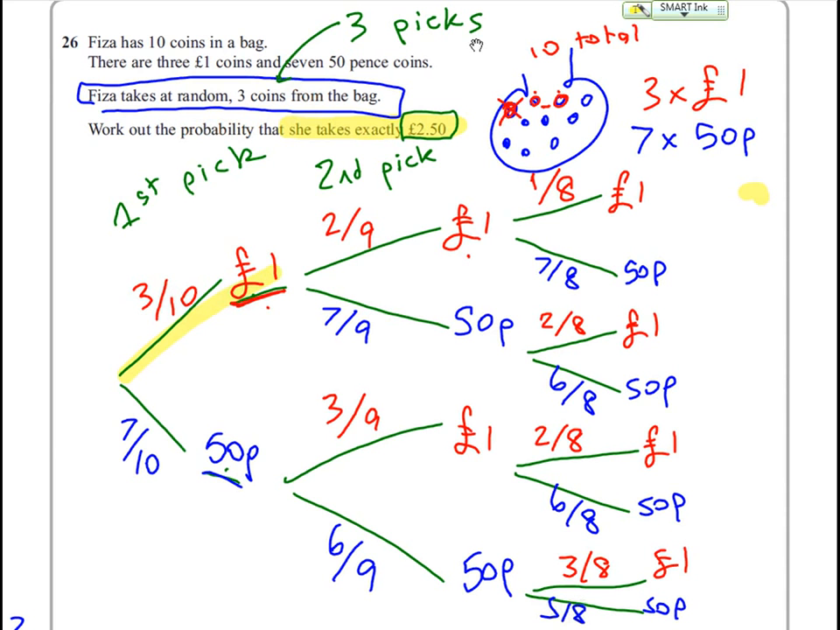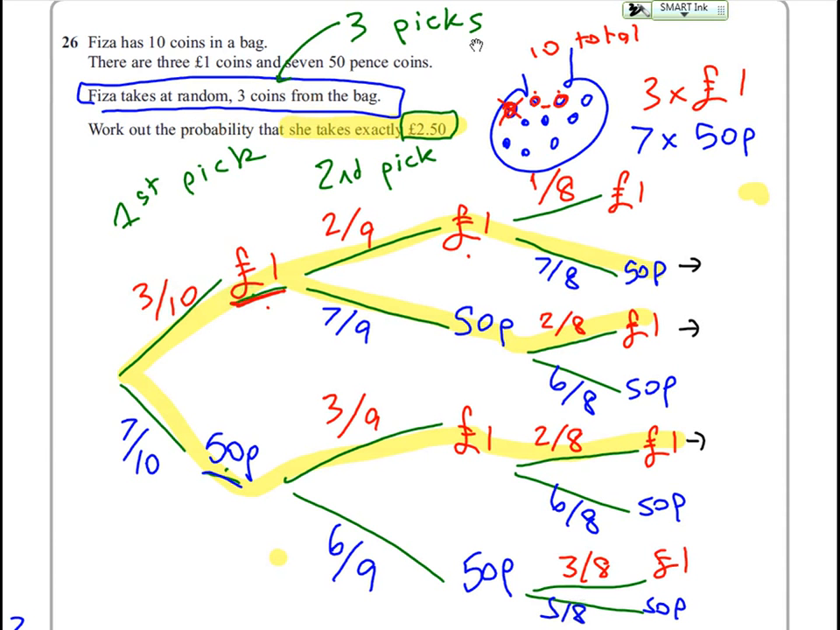So let's go. £1, £1, 50p. Yep. £1, 50p, £1. Yep. 50p, £1, £1. And any of the others down here, you don't have enough. Okay, so what we're going to do now is find the probabilities of each of these yellow paths that we talked about.